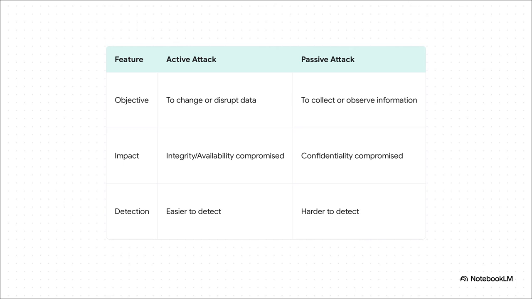And as you can see, they have totally different goals. A passive attack, think of it like a spy, just eavesdropping. The objective is simply to observe and collect information without changing anything. This makes them incredibly hard to detect.